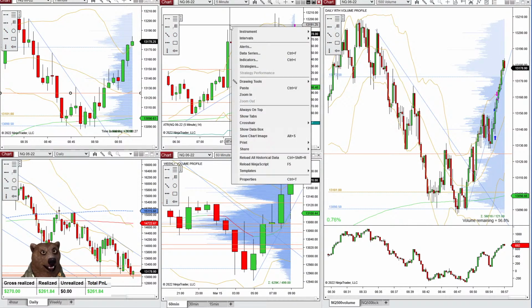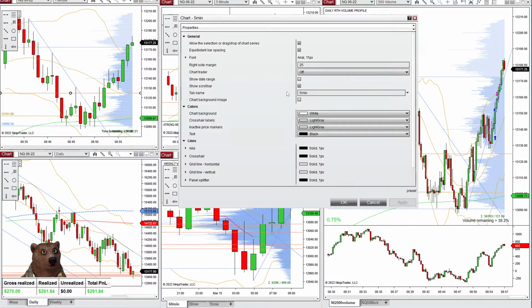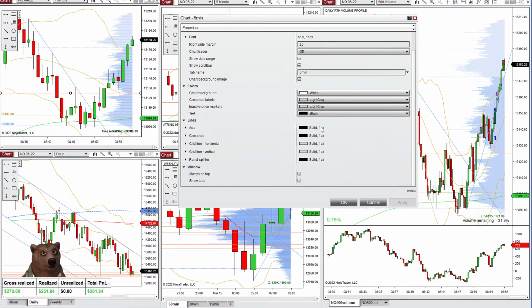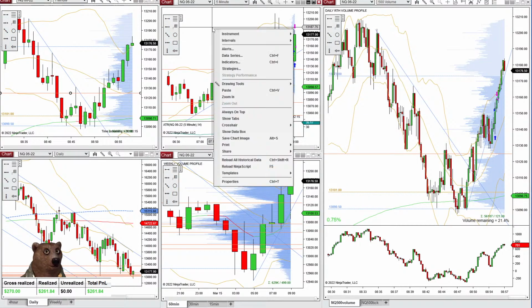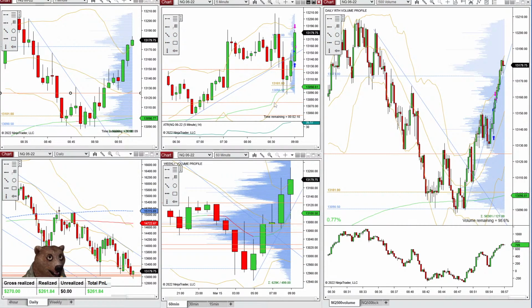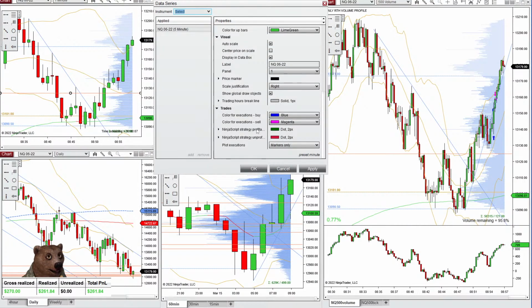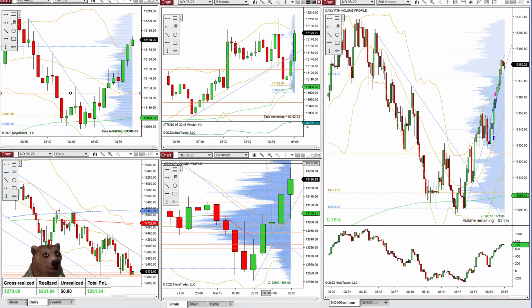I want to get that thing off. Data. Is it data series? Properties. I don't like seeing my trades on the screen. Bugs me. I put them over there on the 500 volume just so people can kind of see. Maybe it's under data series. It's weird where these things are on here. Do not plot. Thanks.